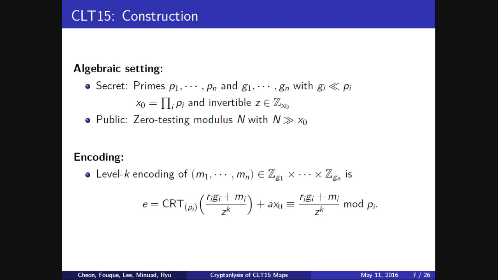The construction of CLT15 is as follows. Choose distinct secret primes p_i and g_i, with g_i much smaller than p_i. Let x_0 be the product of the p_i, and choose an invertible z in mod x_0, and keep these values secret. The public parameter is N, which is used in zero testing. A level-kappa encoding of m_i is defined using CLT, and it is similar to a ciphertext of an integer homomorphic encryption scheme.